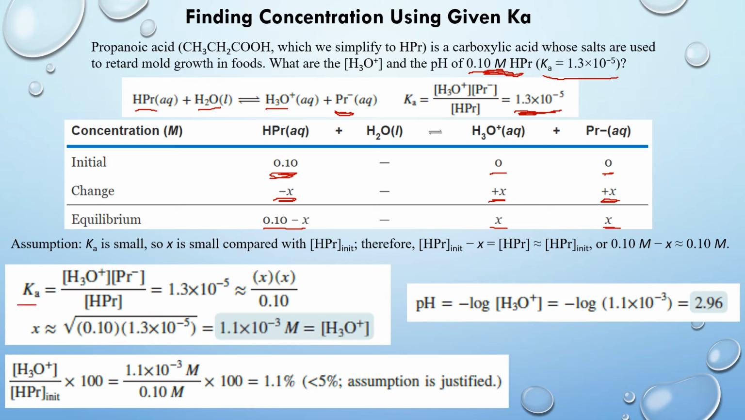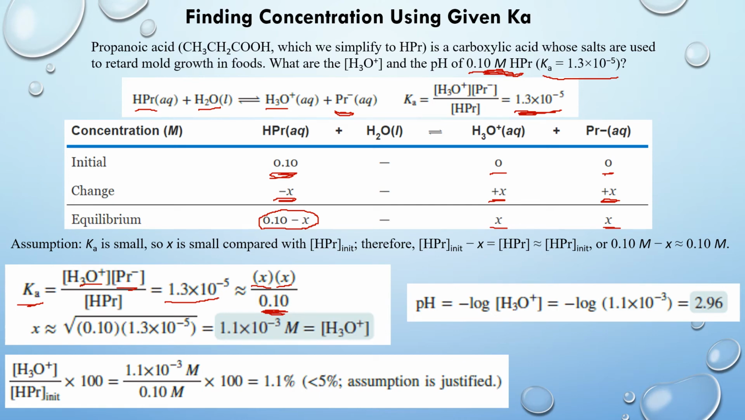So Ka is going to be equal to the given value. It's equal to x, which is the concentration of the proton, times x, which is the concentration of the conjugate base, divided by the concentration of the acid at equilibrium. In this case, instead of using 0.1 minus x, I've used 0.1 directly because I want to simplify my math by making some valid assumptions.